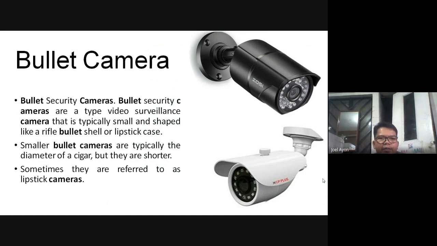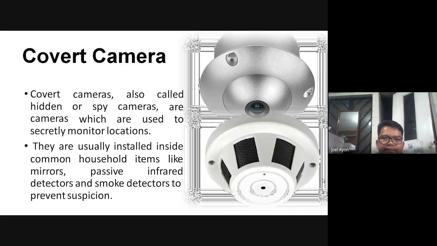We have also the bullet camera. What is a bullet camera? Bullet security cameras are a type of video surveillance camera that is typically small and shaped like a rifle bullet shell or lipstick case. Smaller bullet cameras are typically the diameter of a cigar or cigarette, but they are shorter. Sometimes they are referred to as lipstick cameras.